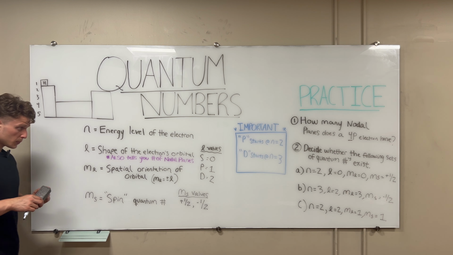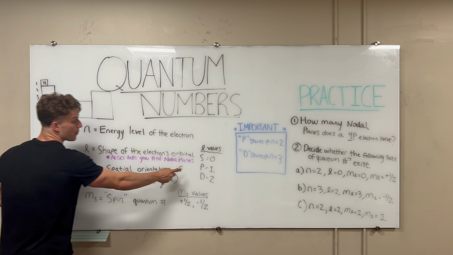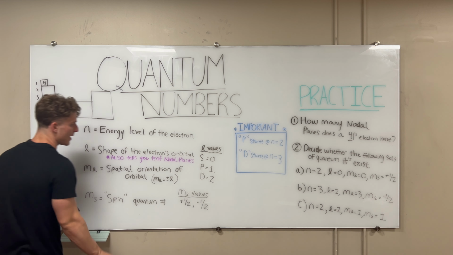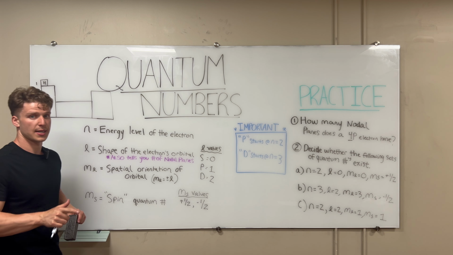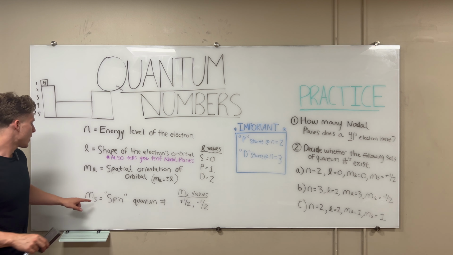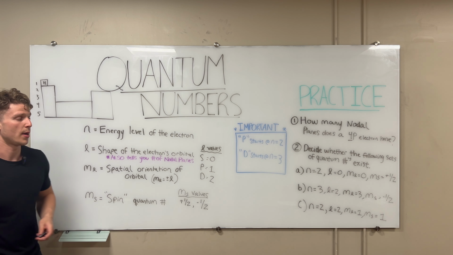Okay, if we wanted to continue on with that 4p electron, it does have an L value of 1, right? It's a p electron. Its m sub L values could be 1, 0, and negative 1. And we can assign it an m sub s value of plus 1/2 or negative 1/2.